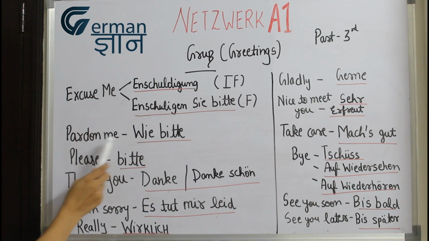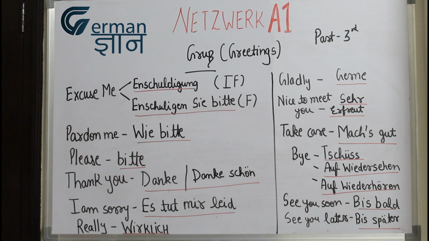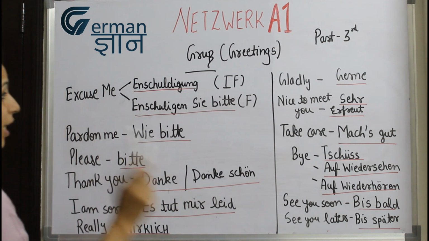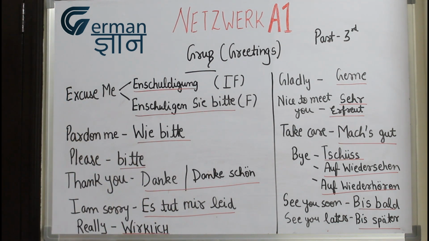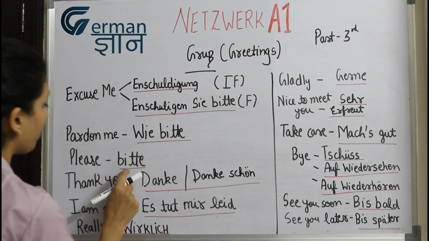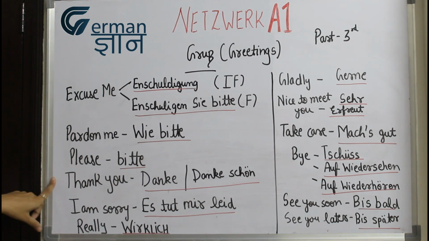Next is pardon me. Pardon me, you will be saying wie bitte. Yeah? If we have to say please, for please we are using bitte, and bitte is used 3 times. So 3 is drei. So that's why I have written that bitte means please. Yeah? Next, the very important, very basic and very useful word, which is thank you.